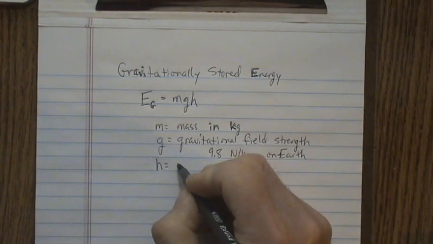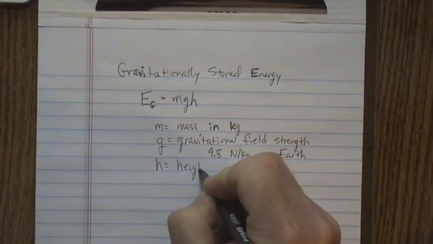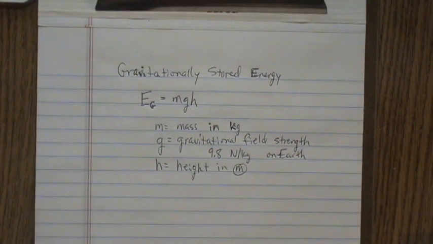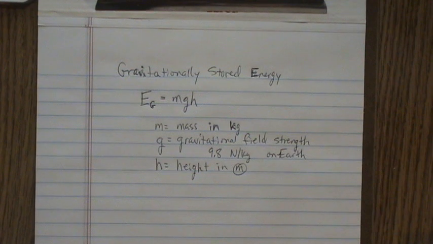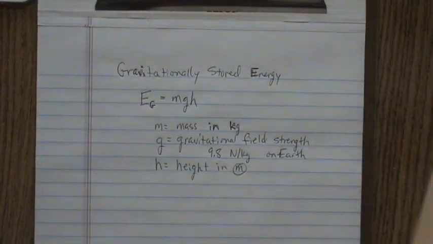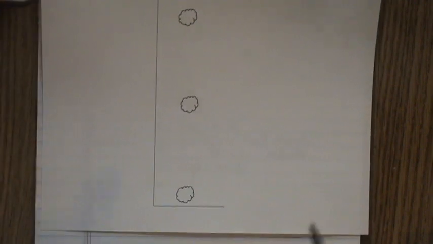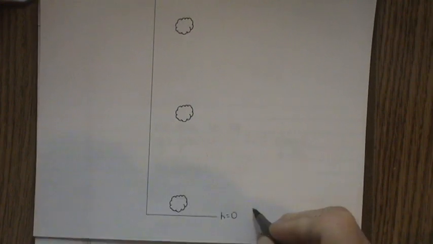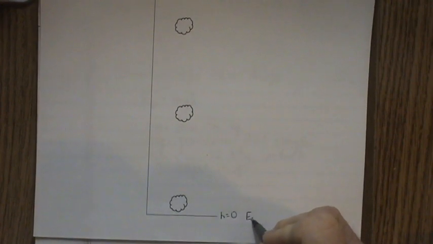And then h is the height in meters. In other words, how many meters high is the object? We measure the height from where the object is going to land. So if I go back to my example with the cliff, we're going to assume that h equals 0 is down here at the bottom, and that's where we'll say that the gravitationally stored energy is 0 also, and everything will be measured from that point.